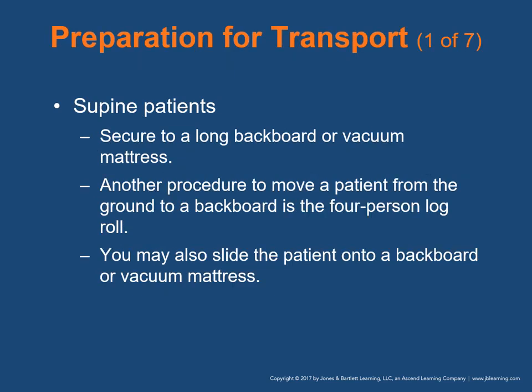In preparation for transport, supine patients first need to be immobilized by securing the patient to a long backboard or a vacuum mattress. Another procedure to move a patient from the ground to a backboard is the 4-person log roll. You may also slide the patient onto a backboard or a vacuum mattress. To secure a patient to a backboard, follow the steps in skill drill 28-3.